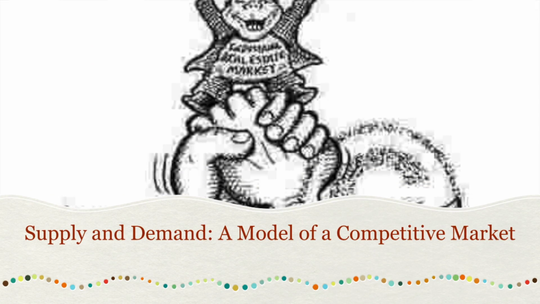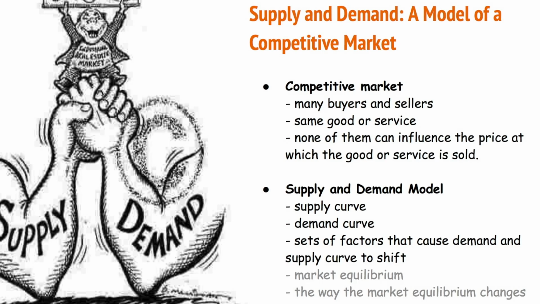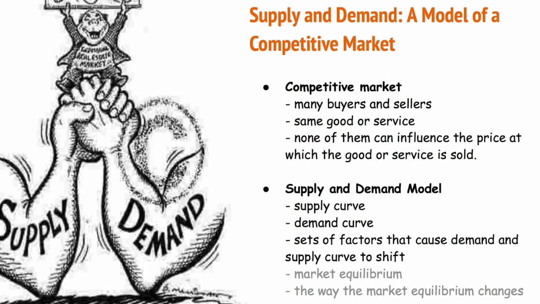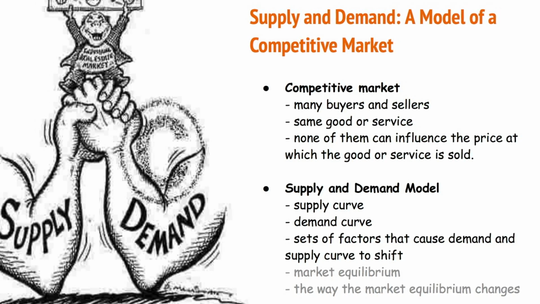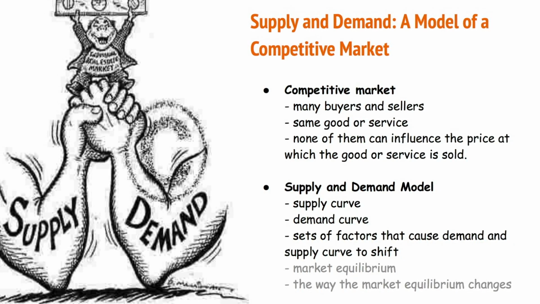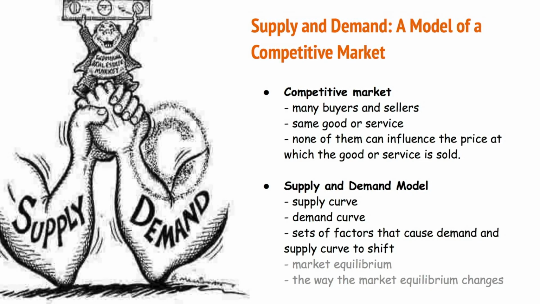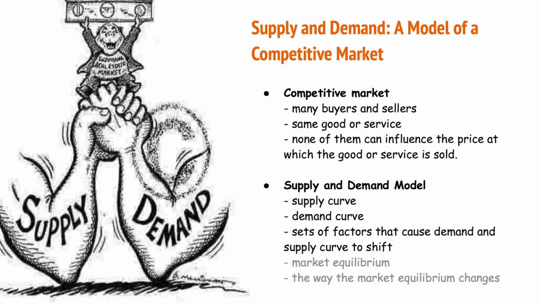To explain supply and demand, we will first have a concept of competitive market. Such a market is a place which involves many buyers and sellers for the same good or service, but none of them can influence the price. The economists devised a model to help people understand the behaviors that happen in such markets, which is called the supply and demand model.